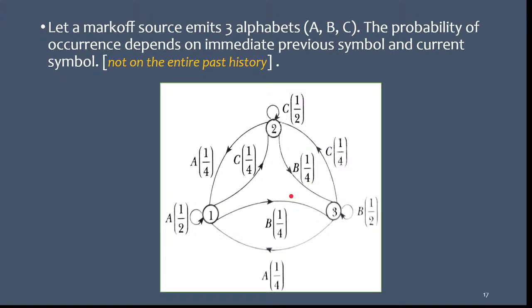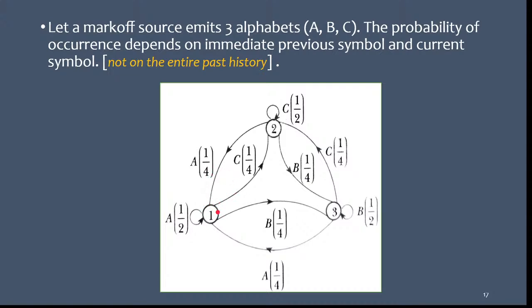Okay, now we will see a specific problem here. From this figure, what we can understand is there is a Markov source that emits different symbols such as A, B, and C. And when it emits those symbols, we will mark those by different states such as state number 1, state number 2 here, and state number 3 here. Okay, and transition probability is also given.